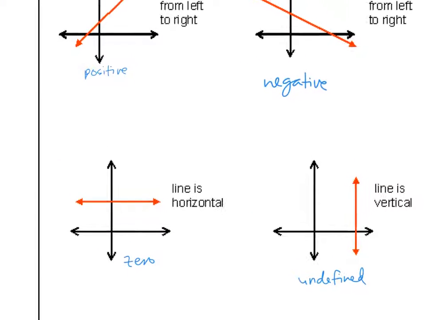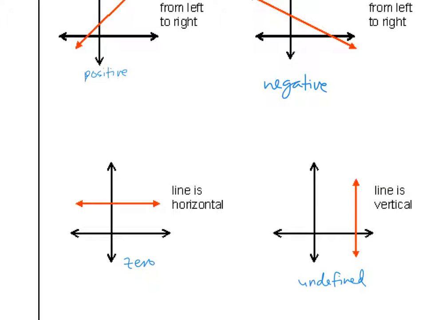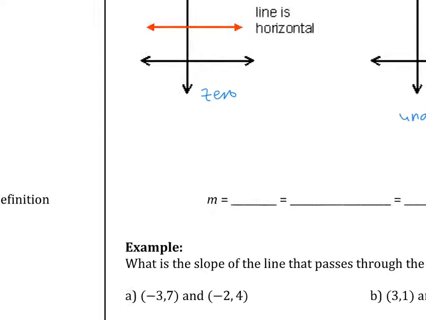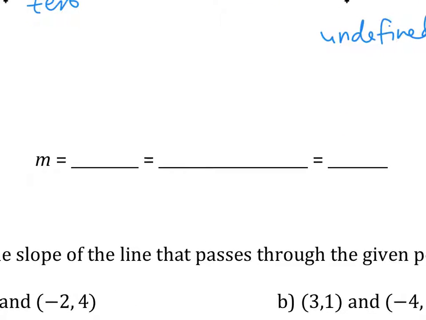Positive is from left to right, it goes up. Negative, from left to right, it goes down. 0 is a flat line, and undefined is a vertical line. Let's review slope. What is slope? How do you define slope? How steep it is? Yeah, it is how steep it is.